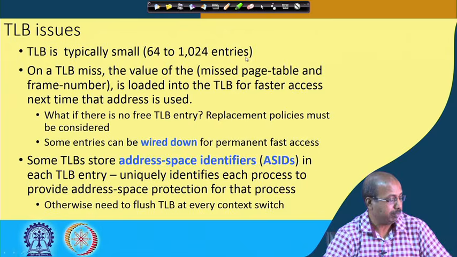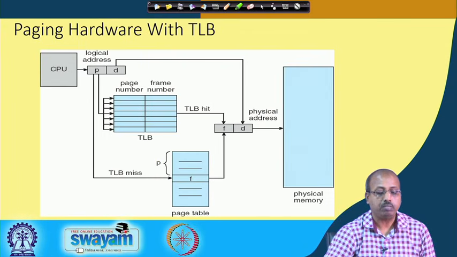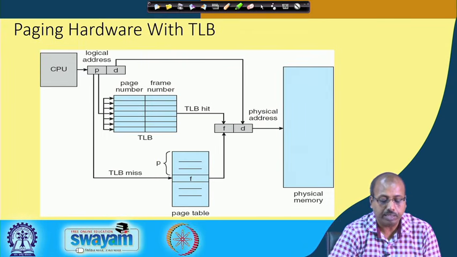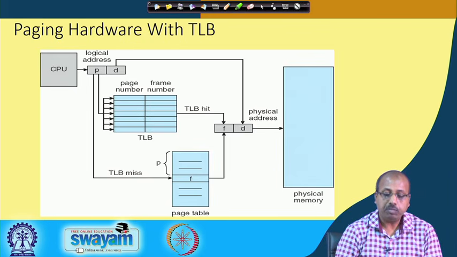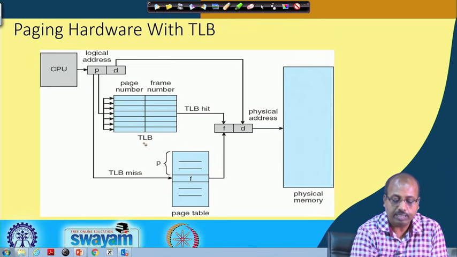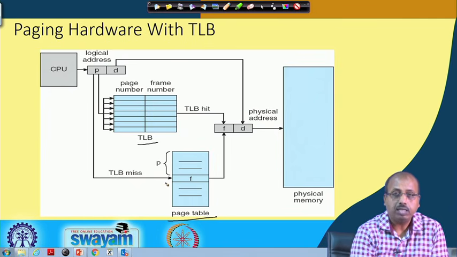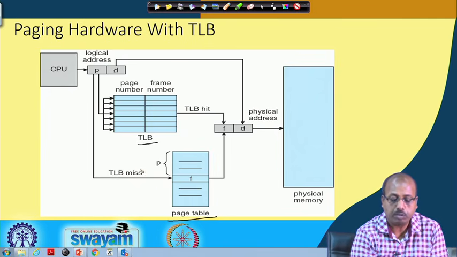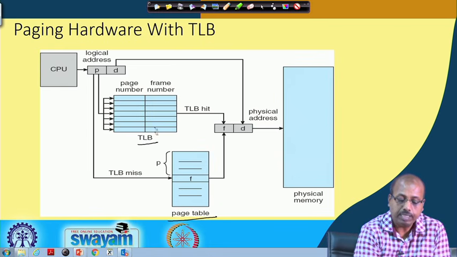With the TLB being present, the address translation mechanism will be something like this. The paging hardware will work like this. The CPU generates the logical address in terms of page number and displacement, and this page number is given simultaneously to the TLB as well as the page table. So, it goes to both the TLB search and the main memory search simultaneously. In the TLB search, it will look for this page number and frame number combination.